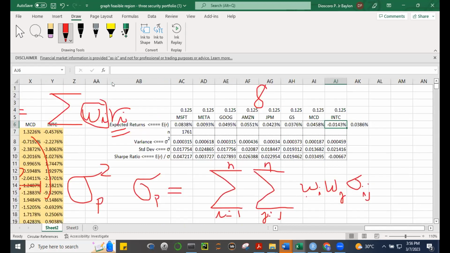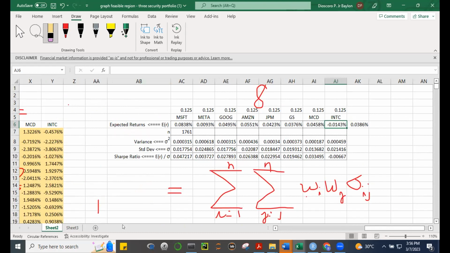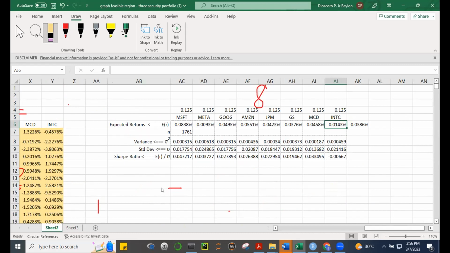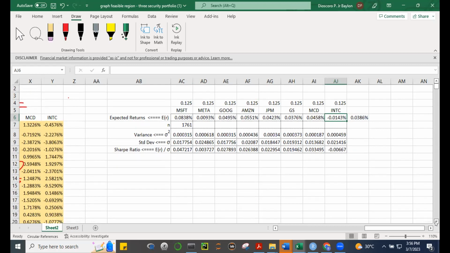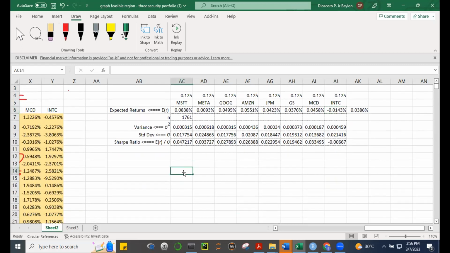Okay, so before we do that, let me just erase this first. Okay, now we have, all right. Okay, so, I don't think we'll be able kasi mahabang ano to, no? Okay.